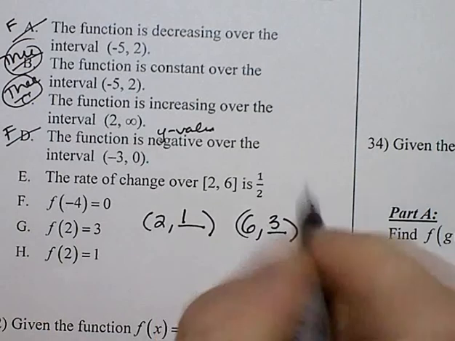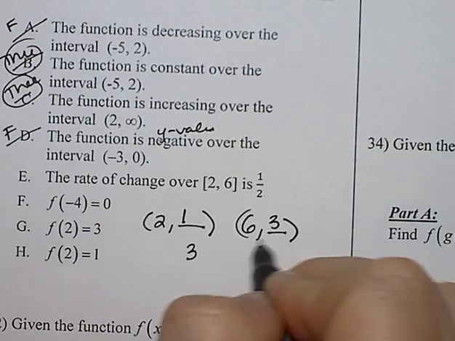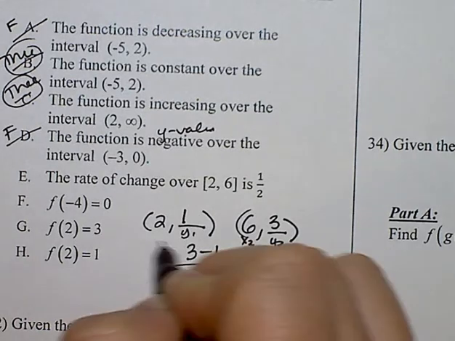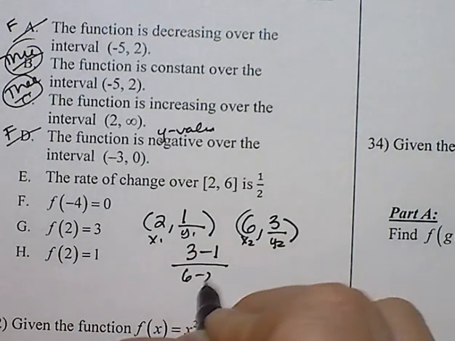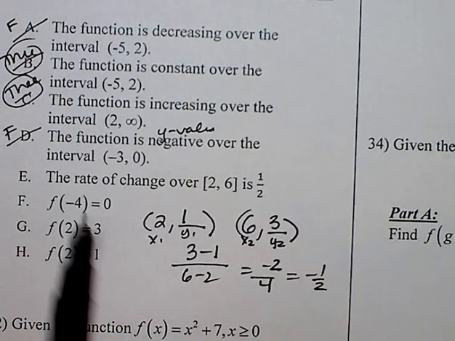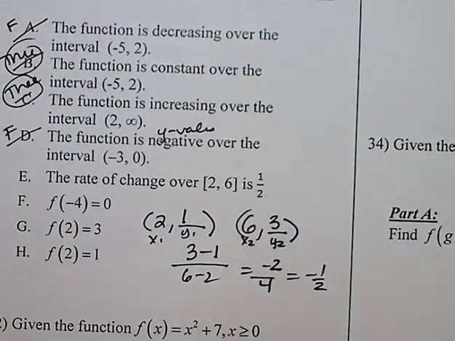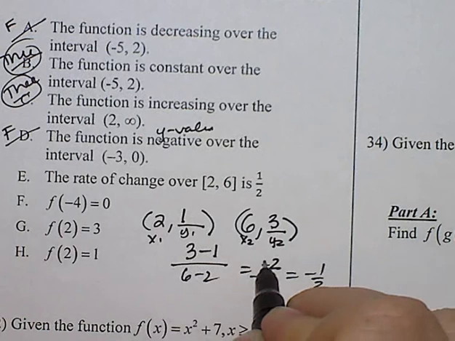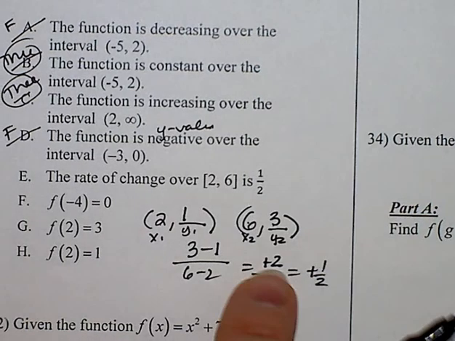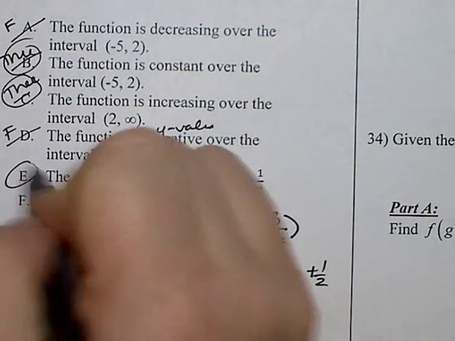Rate of change, y sub 2 minus y sub 1 over x sub 2 minus x sub 1. -2 over 4, which reduces to -1/2. So is the rate of change +1/2? No, excuse me here. I did a math wrong. 3 minus 1 is 2. 6 minus 2 is 4. So in fact, it is a +1/2. I was wrong with a negative sign. So option E is true.